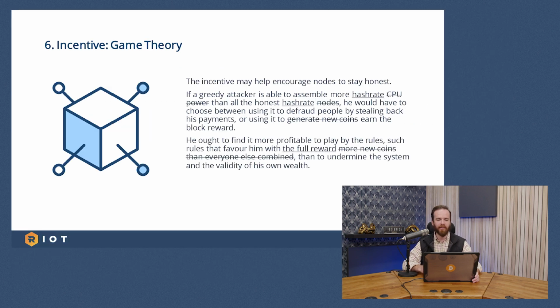Okay. The incentive may help encourage nodes to stay honest. This part I really hesitated on deleting or not. I don't think it has a material effect, but in any case, we'll go through it here. If a greedy attacker is able to assemble more hash rate than all the honest hash rate, he would have to choose between using it to defraud people by stealing back his payments or using it to earn the block reward. He ought to find it more profitable to play by the rules, such rules that favor him with the full reward, rather than to undermine the system and the validity of his own wealth.